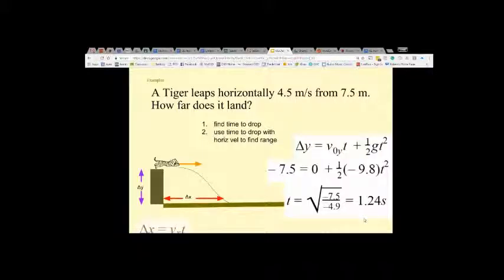We are then going to use the other kinematics equation, delta x equals vx t, and then replace what we know. So we know 4.5 meters per second times the 1.24 seconds we just calculated, and that comes out to 5.6 meters. So the tiger, after jumping off there, will be 5.6 meters from where it leapt from. Pretty straightforward, right? So this is the key: you figure out the time it takes to drop down and then you use the time because you know that this horizontal velocity doesn't change.